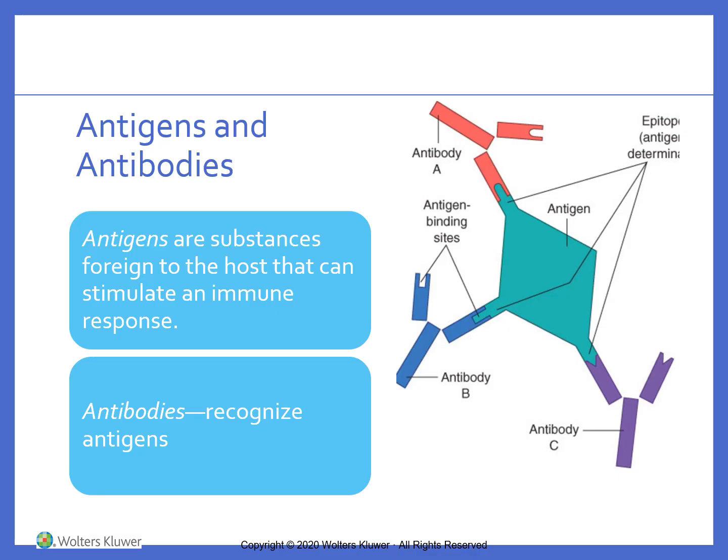So a little bit about antigens and antibodies. Antigens are substances foreign to the host that can stimulate an immune response. And antibodies are things that recognize antigens. B cells, or B lymphocytes, which are part of that humoral immune system, secrete antibodies. We call these antibodies Igs, in response to antigens, leading to the destruction of that invader.